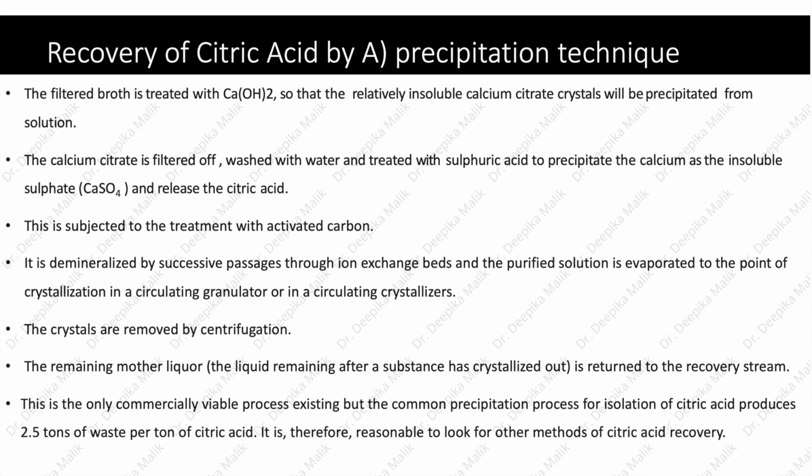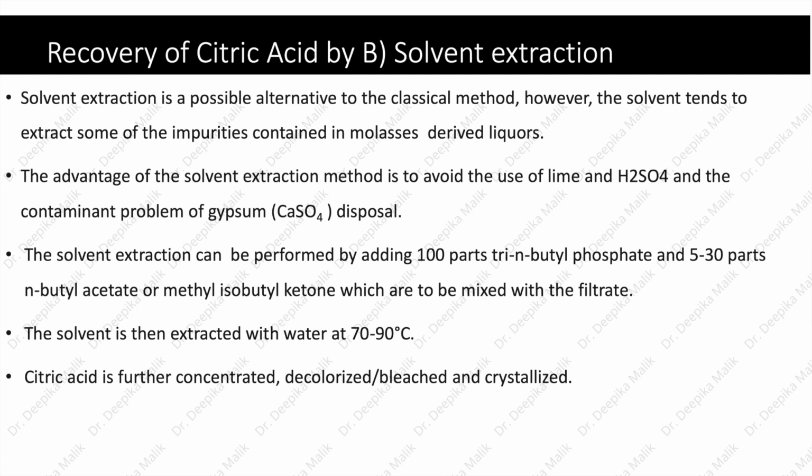This is the only commercially viable process existing, but the common precipitation process for isolation of citric acid produces 2.5 tons of waste per ton of citric acid. It is therefore reasonable to look for other methods of citric acid recovery. Another method for recovery of citric acid is by solvent extraction.